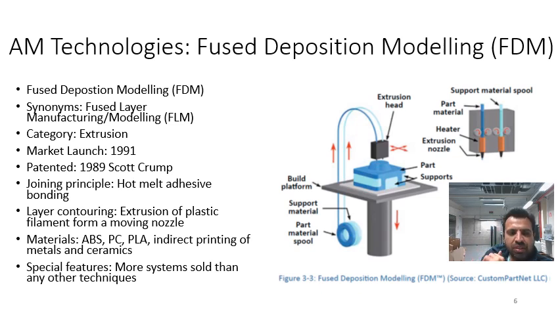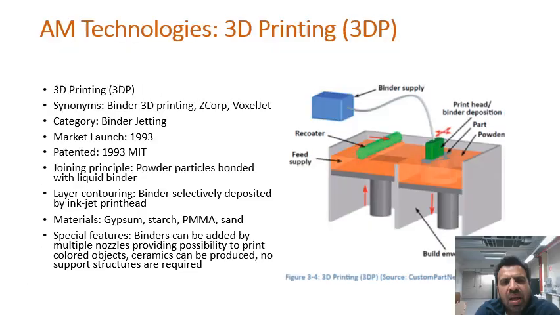Special features of FDM include that this technology has sold more systems than any other AM technology. On this slide, another AM technology called 3D printing, also known as binder 3D printing, ZCorp, or VoxelJet, is presented. This technology comes under the category of binder jetting.